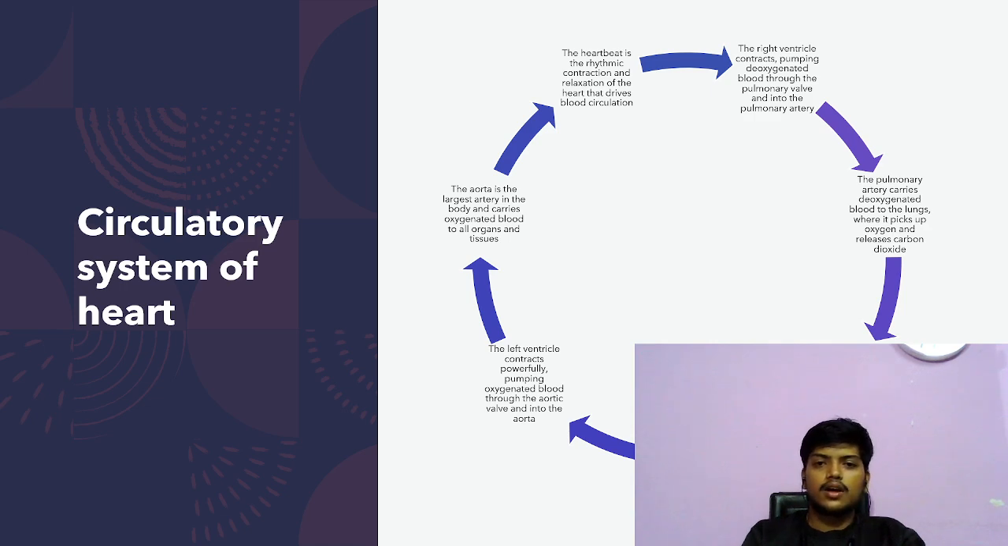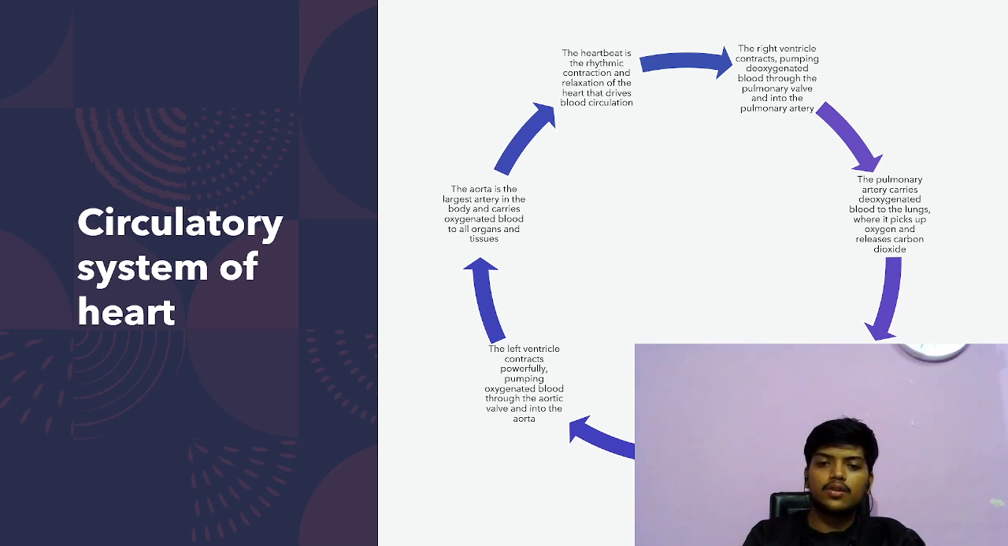The aorta is the largest artery in the body and carries oxygenated blood to all organs and tissues. The left ventricle contracts powerfully, pumping oxygenated blood through the aortic valve into the aorta. The right ventricle contracts, pumping deoxygenated blood through the pulmonary valve into the pulmonary artery. The pulmonary artery carries deoxygenated blood to the lungs where it picks up oxygen and releases carbon dioxide. Oxygenated blood returns from the lungs to the left atrium through the pulmonary veins. From the left atrium, blood flows through the mitral valve into the left ventricle.